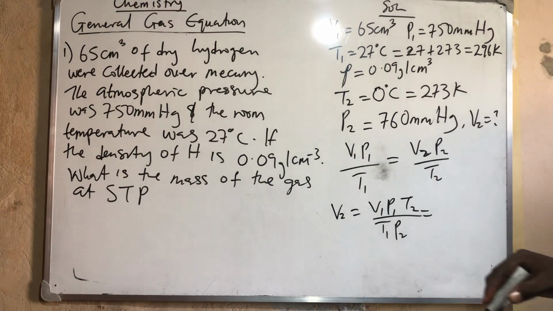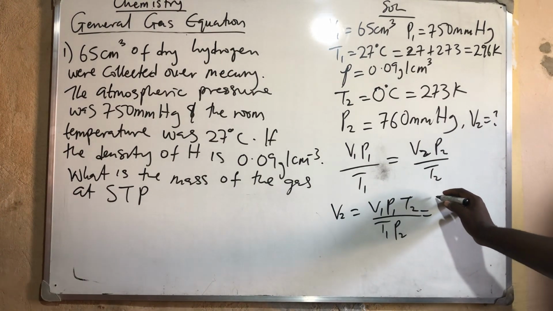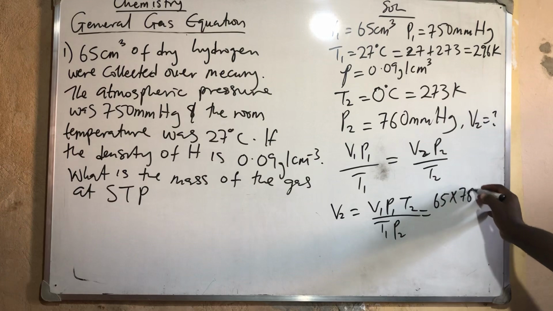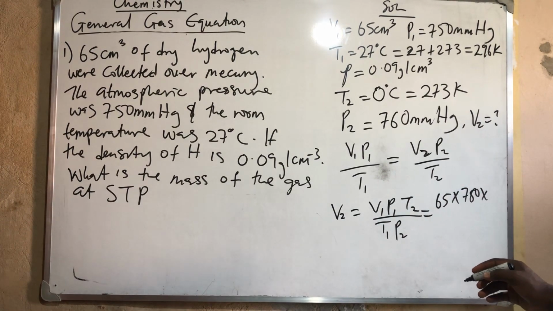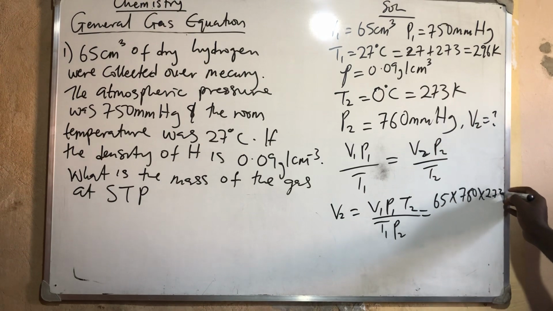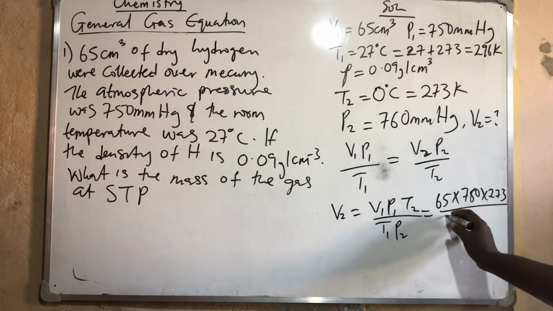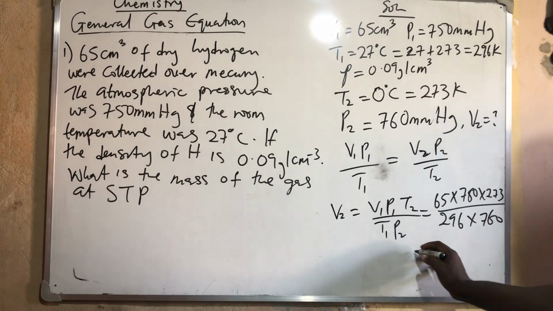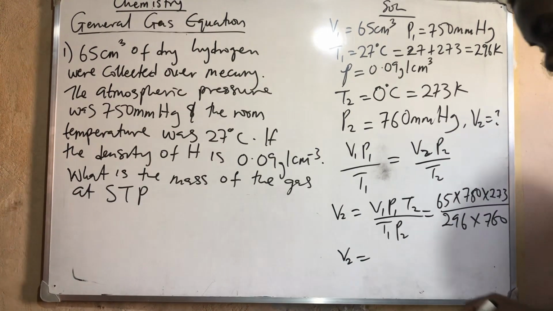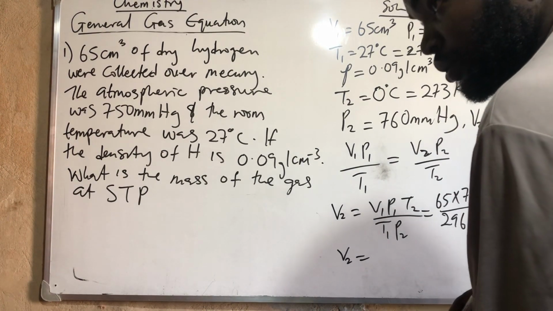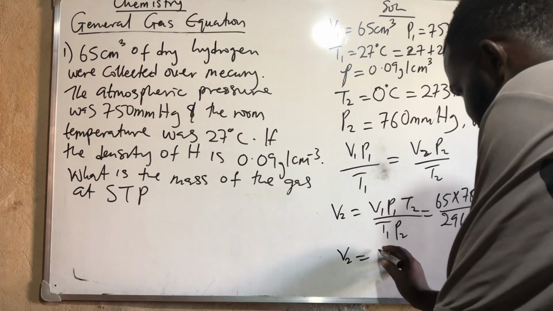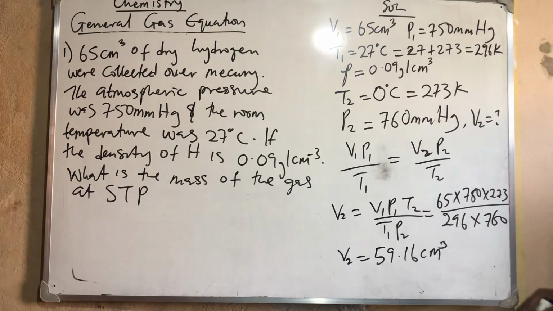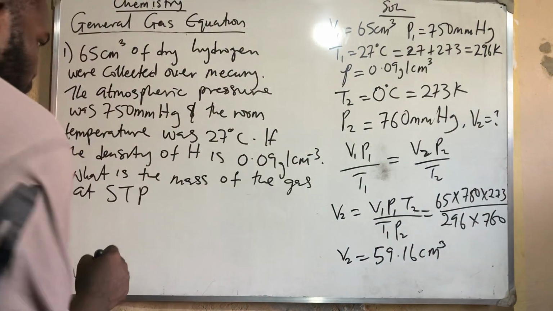So if you put everything in now, you have volume 65 times P1, 750, times T2. T2 is 273, all over T1, 296, times P2. My P2 is 760. So if you do everything, you get that your V2, the second volume, will now be equal to 59.16 cm cube. All right, but they're asking us the mass, but we know, please let me finish it here.